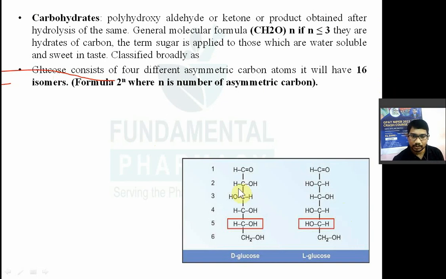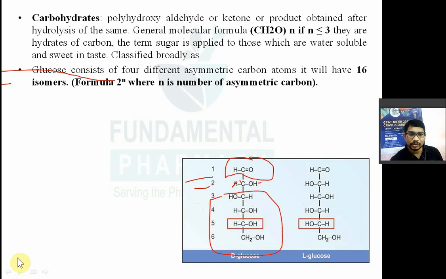Which ones? Look. Take carbon number 2. It is attached with hydrogen and hydroxyl group sidewise, and in the up and down side it is attached with this aldehyde group. That is one group. The second group is this one, the third one is a hydrogen and the fourth one is a hydrogen. So carbon number 2 is a chiral carbon.